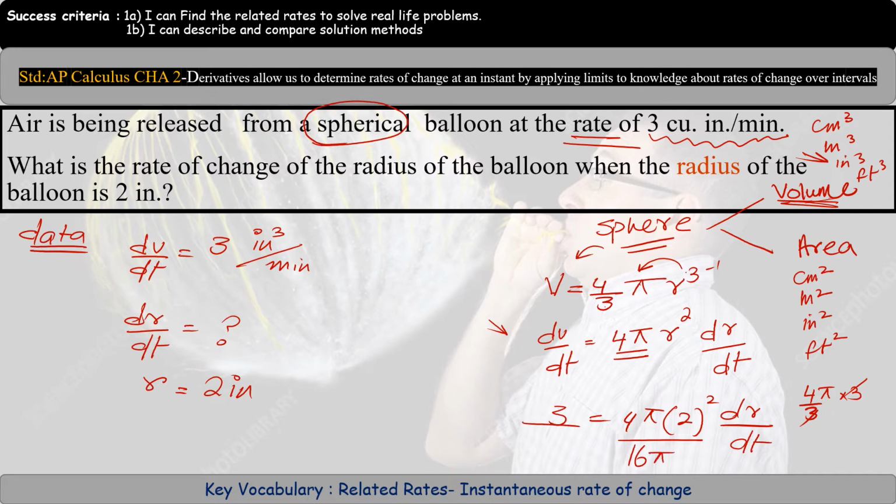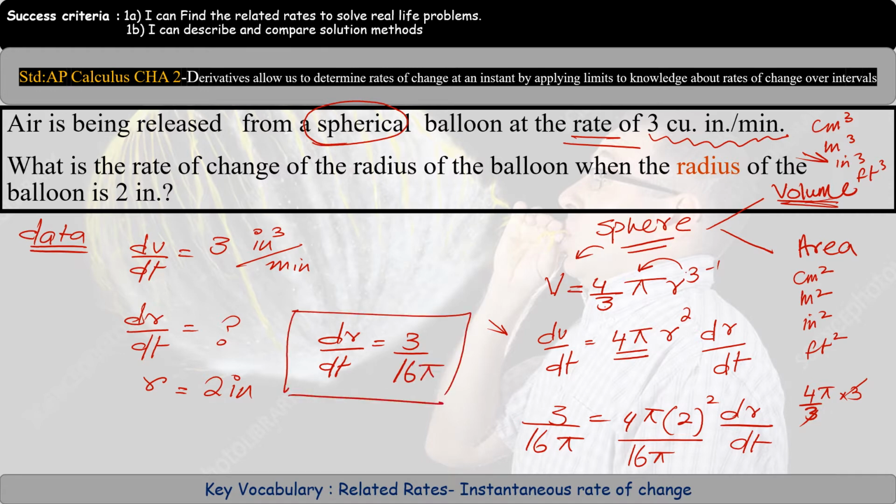Divide both sides by 16 pi. So the value of dr by dt is equal to 3 over 16 pi. You can use the calculator to calculate the actual value. Now the unit of the radius will be inch and time is given in minutes. So dr by dt will be 3 over 16 pi inch per minute. Let's try to solve more questions in order to clear the concepts.